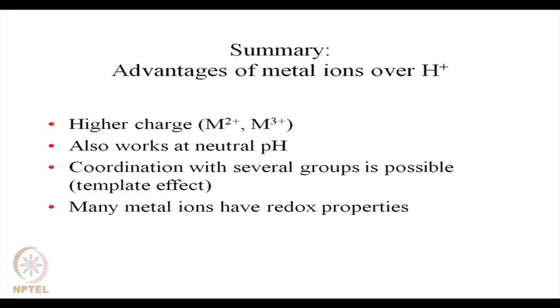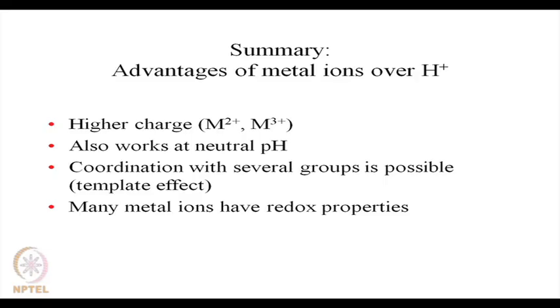Now, metal ions have higher charge. Higher charge means it is either M2 plus or M3 plus, maybe Cu2 plus, maybe in some cases Mn2 plus or maybe Mg2 plus. These work in the neutral pH range. This is very important for enzymatic reaction, since our physiological pH is around 7. So, it is the neutral pH. That means the catalysts which can work effectively in this region are very important.